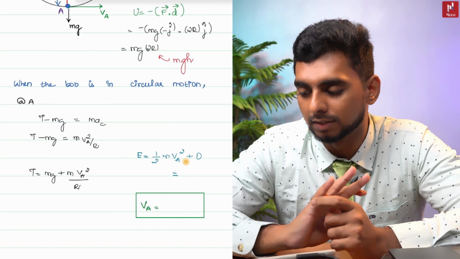Okay, so for the point C, if I solve this one, you will have E, which will be equal to half m.